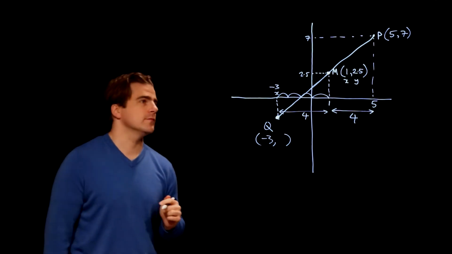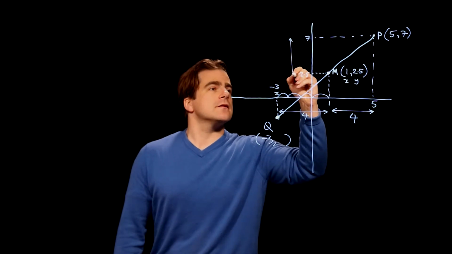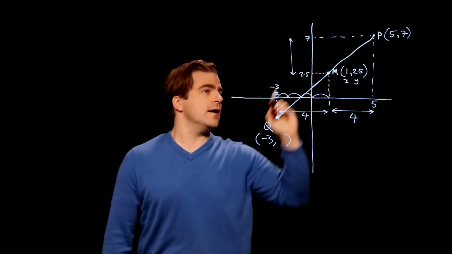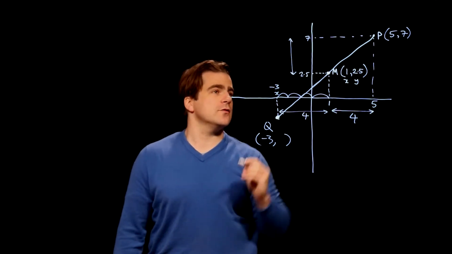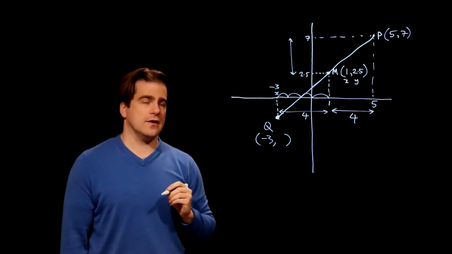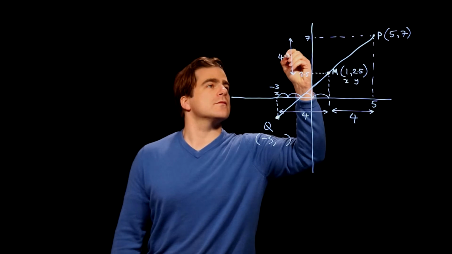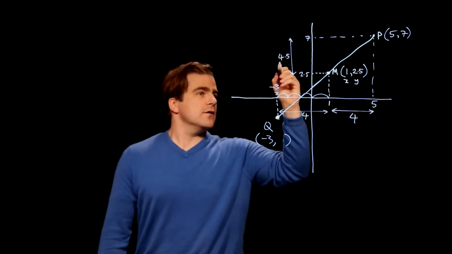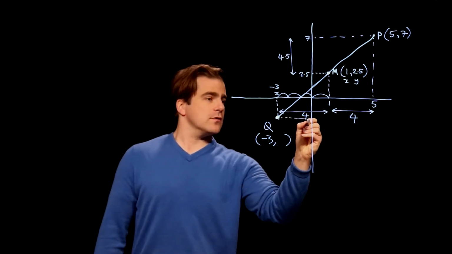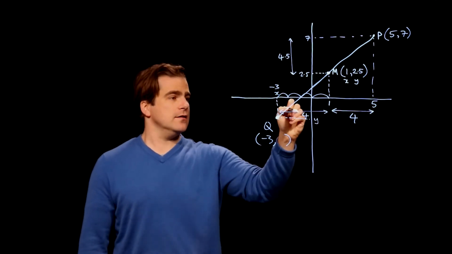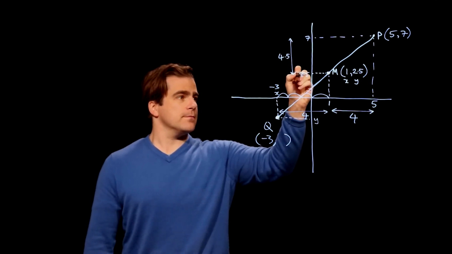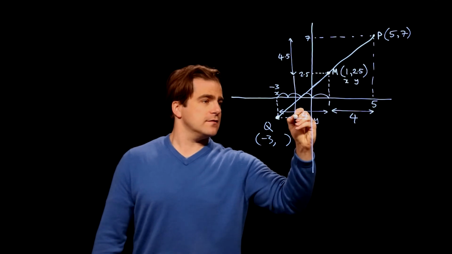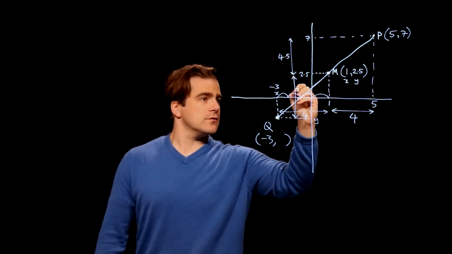Same thing for the y. That distance from the y coordinate of P to the y coordinate of M is 7 minus 2.5, which is 4.5. So again, the y coordinate of Q is the same distance again from M. So that distance there is also 4.5.